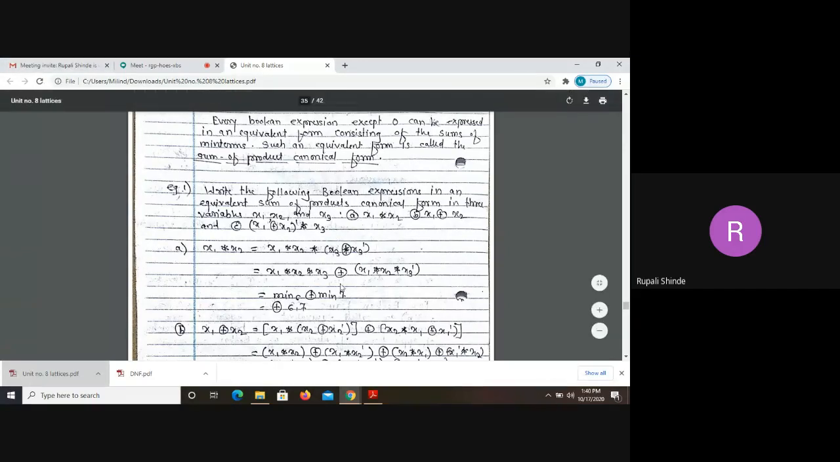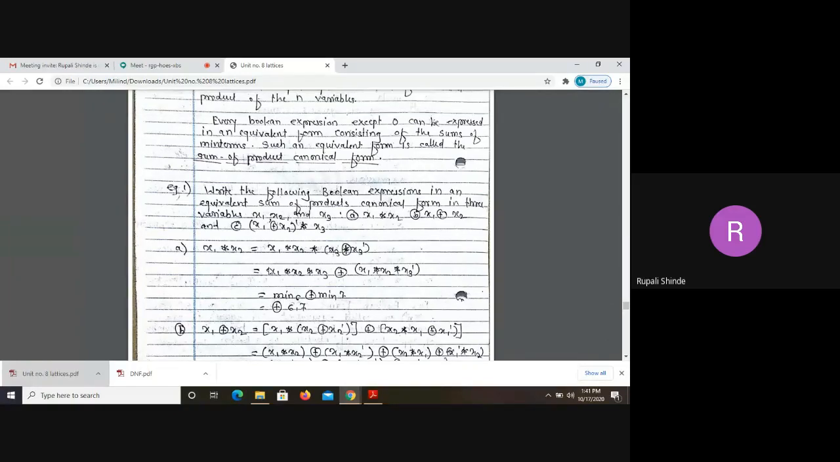Now we have to apply the distributive law. So x1 star x2 star x3 is our first term. Then the XOR operation. The second term is x1 star x2 star x3 complement. That we have written here. Now check here: this is sum of product. Two products are there and we are adding them, that's why it is sum of product. Now we can say that whatever answer we got is correct.